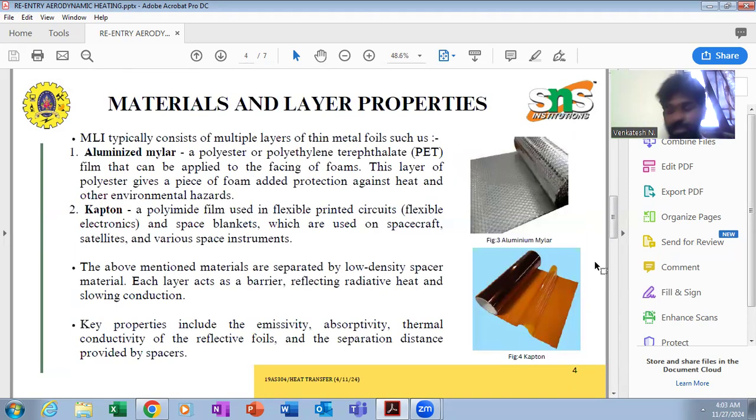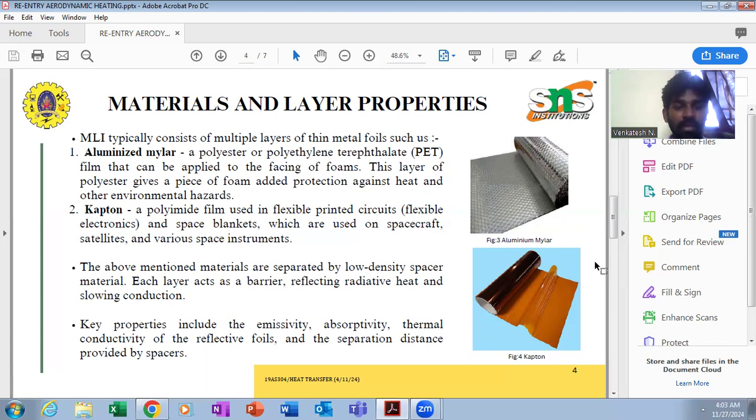Materials and layer properties. Multi-layer insulation typically consists of multiple layers of thin metal foils such as aluminized Mylar, a polyester or polyethylene terephthalate film that can be applied to the facing of foams. This layer of polyester gives a piece of foam added protection against heat and other environmental hazards. Kapton, a polymerized film used in flexible printed circuits and space blankets, is used on aircraft, satellites and various space instruments. The above mentioned materials are separated by low density spacer material.